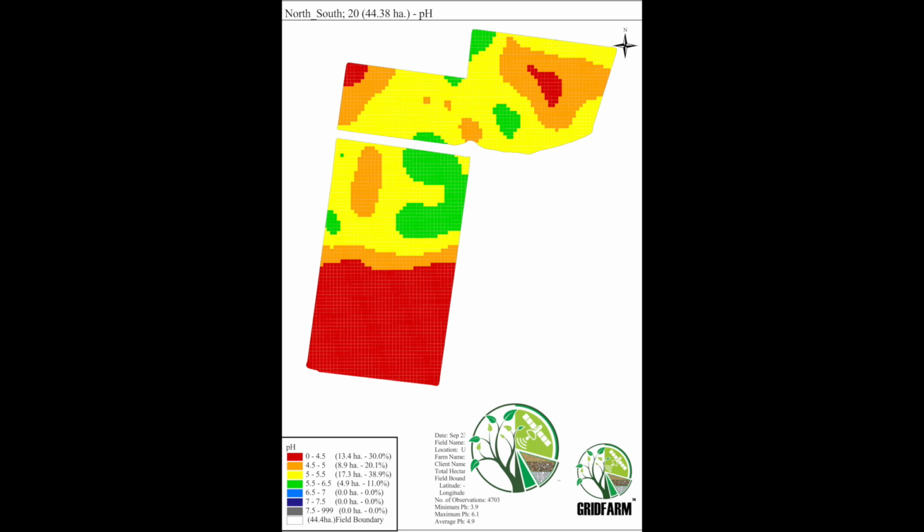You can also clearly note that there are areas, about 11% of this total farm, where the pH range is actually fine, sitting between 5.5 and 6.5. So again, big variability over a very short distance, fairly light soils with a lot of water movement through them.